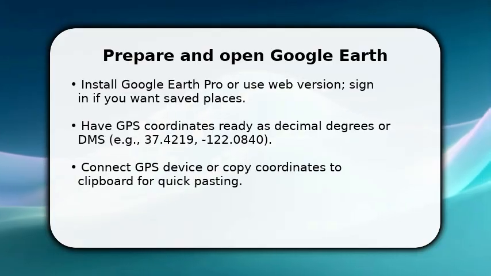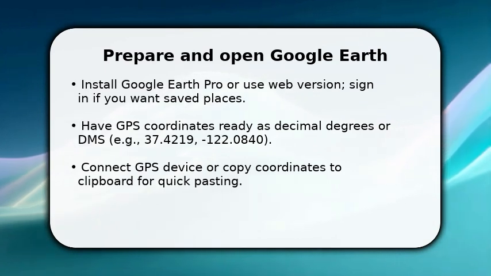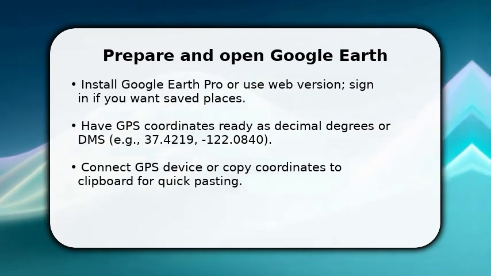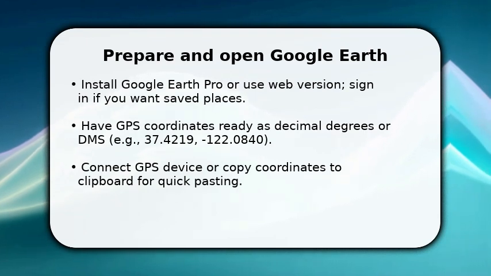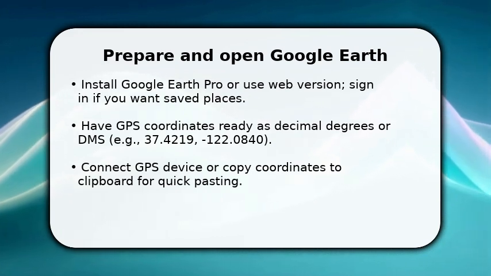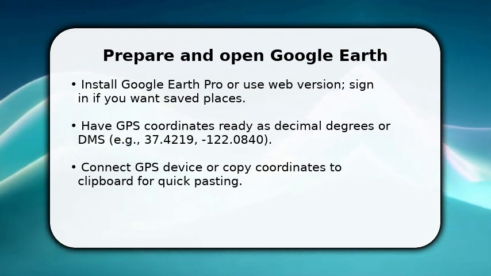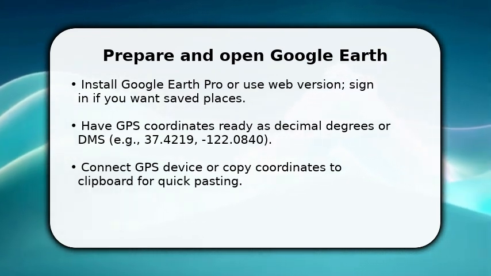You'll start by launching Google Earth and getting your coordinates into a usable format. Decimal degrees are simplest. Once the app is open, make sure you're signed in if you want to save pins. Next, connect your GPS device or copy the coordinate string to the clipboard so you can paste it. This avoids manual typing errors.